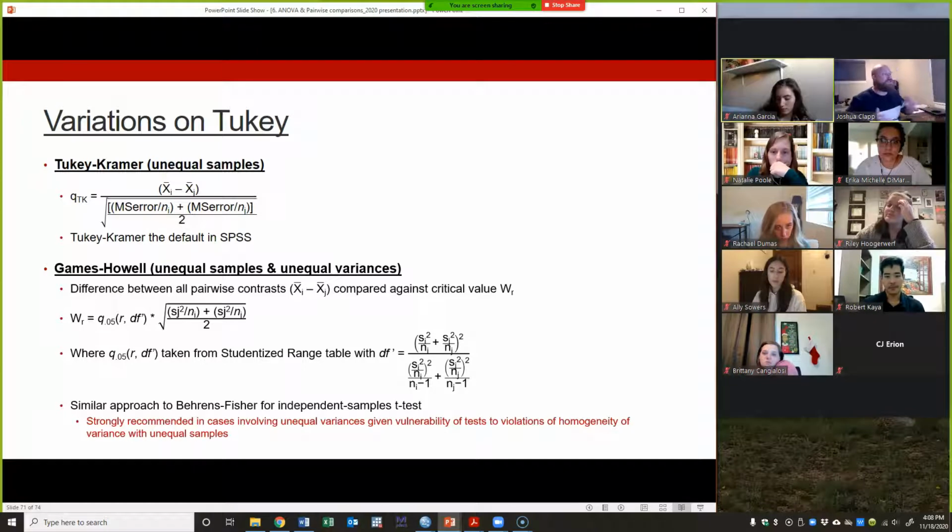Okay, so these are all part of the Tukey family, just different flavors and versions depending on what we're doing: Tukey-Kramer, Games-Howell. Tukey-Kramer defaults to Tukey HSD in SPSS if you've got equal sample sizes. So Games-Howell is the one you want to think about if you've got violations of homogeneity of variance.